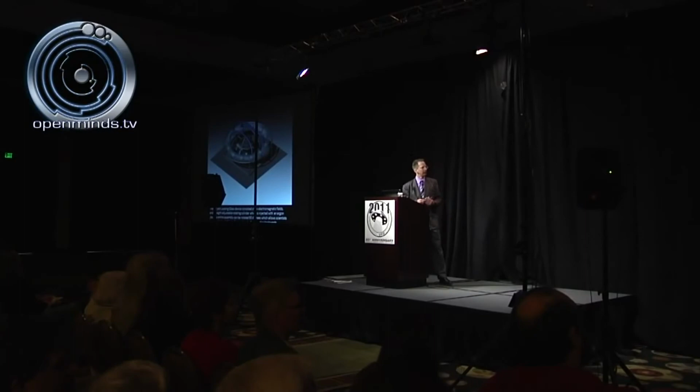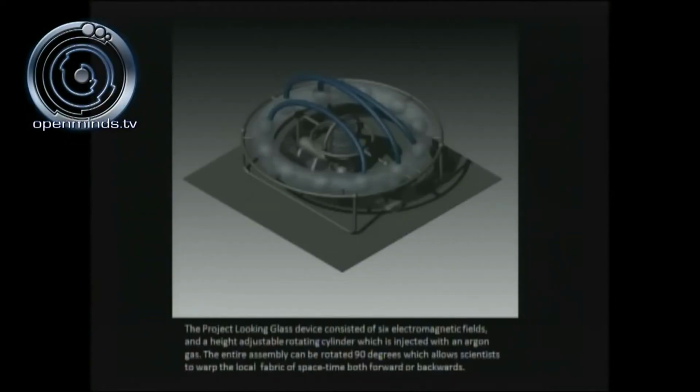Now, this is a SolidWorks rendering of the Looking Glass device. You'll notice that there's this toroid, or donut ring-shaped device, and inside this we have multiple permanent electromagnets. This is consistent with 6 electromagnetic fields that form above this device. There is an up and down actuating rotating cylinder, a height adjustable rotating cylinder, which is attached to a 3-axis gimbal system. That's the general layout of the Looking Glass device.